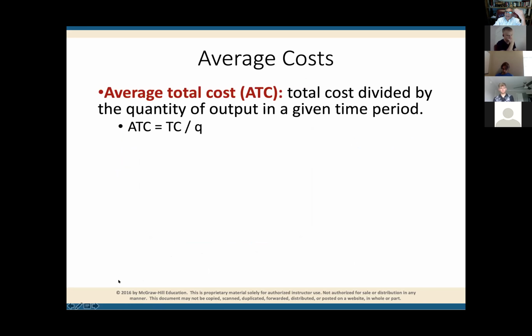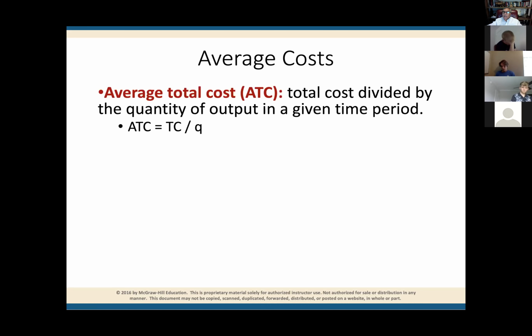Now let's talk about the average. How do I find the average total cost? Well, that will be my total cost divided by quantity. It goes like this. If I'm spending, let's say, $1,000 in cost of production, and I'm making, let's say, 100 units.